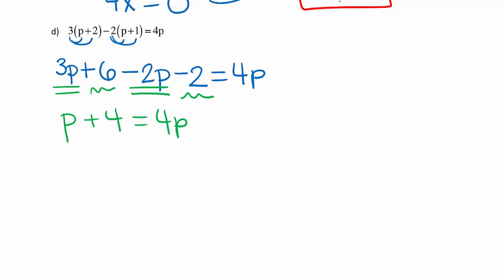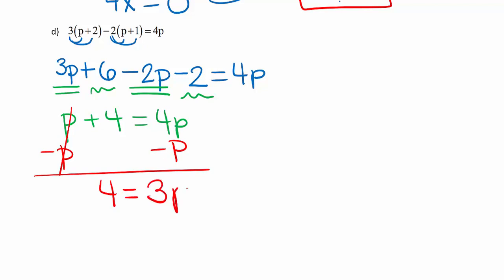I've been putting the p's on the left-hand side, but it actually doesn't matter. You can put them on the right-hand side as well. And so I think I'll do that to show you that if you want to put the p's on the right, that means you'd have to get rid of that p on the left. It's a positive 1p. So to get rid of it, I'm going to subtract it from both sides. Now I just have a 4 equals 4 minus 1 is 3p.